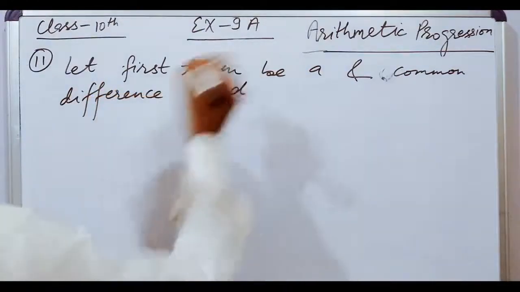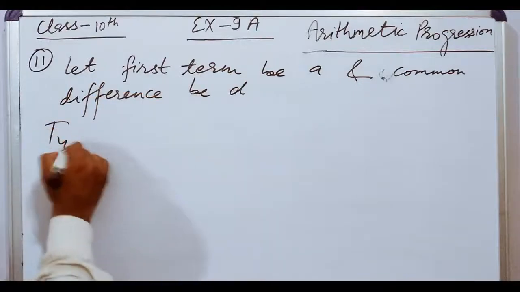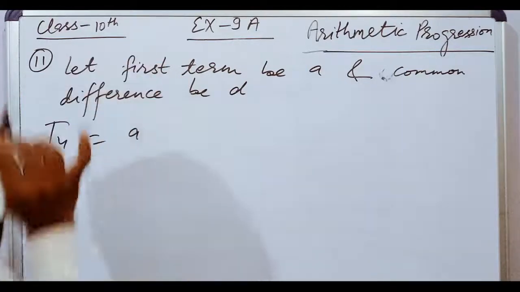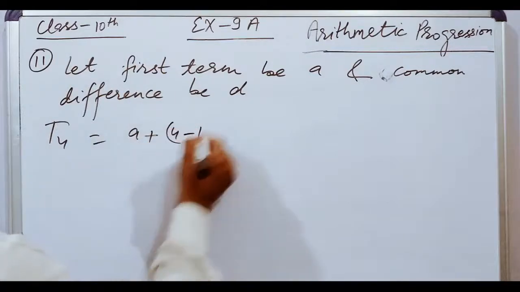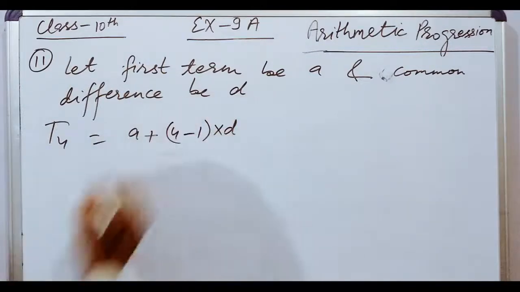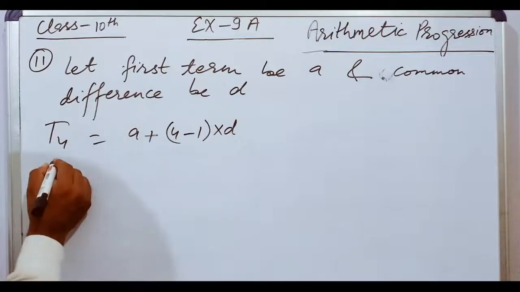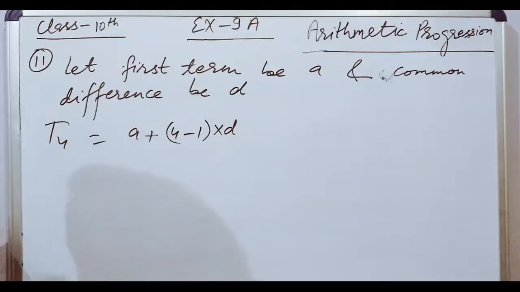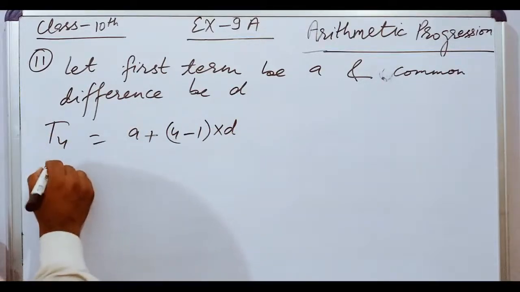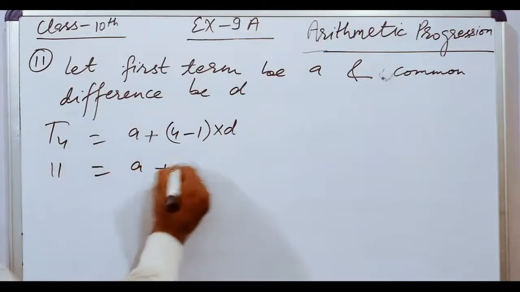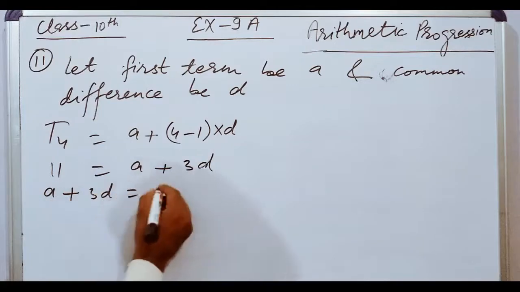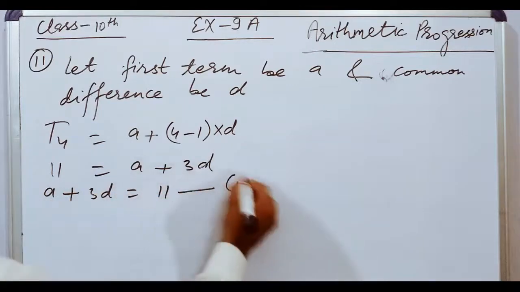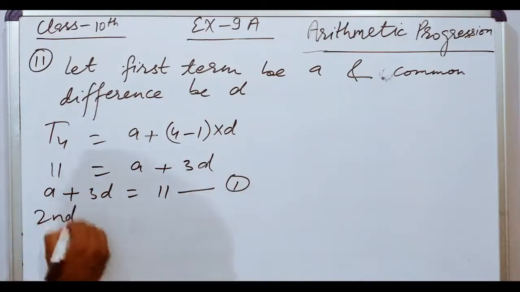So the fourth term T4 equal to A plus n minus 1 into D. N means 4 minus 1 into D. Okay, T4 means 11 equal to A plus 3D, or we can write A plus 3D equal to 11. First equation. Now the second condition.